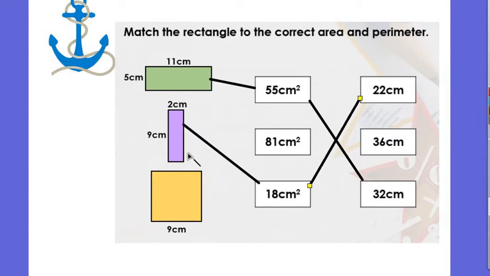So this last one we can see is clearly a square. We've got one measurement. So 9 times 9 is 81. And then 9 add 9 times 2 is 36.